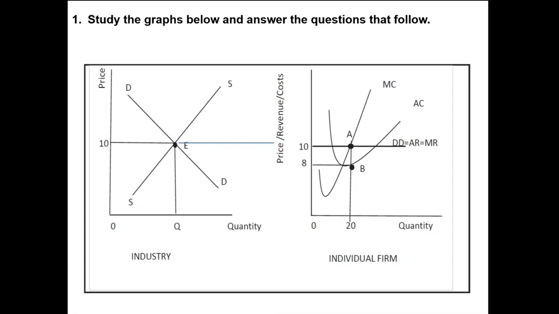So if we just have a look at this before we go to the question. Now we have the industry and then you have the individual firm. In the industry, let's look at the demand curve here. You have the straight line as well, the horizontal line. And the market price for whatever product this is, is 10 Rand. This means the price is 10 Rand. So if we have a look here, DD is equal to average revenue. So the average revenue that each business will receive in this market is equal to the price, which is equal to the marginal revenue, which would be 10 Rand.